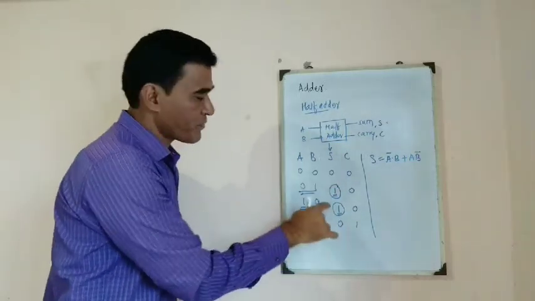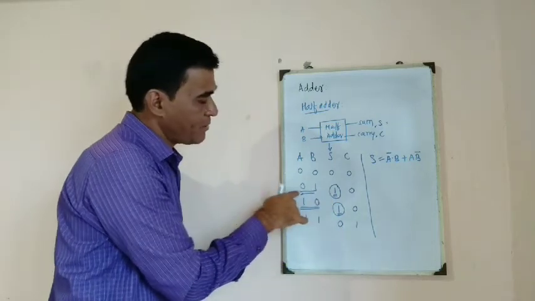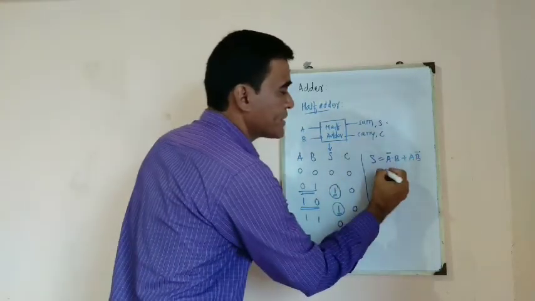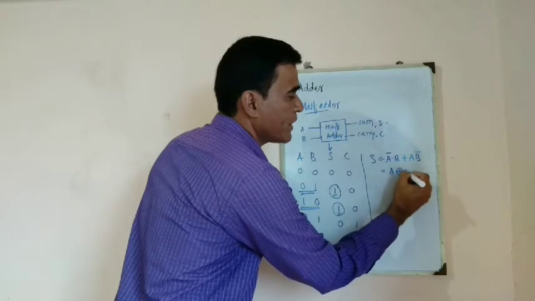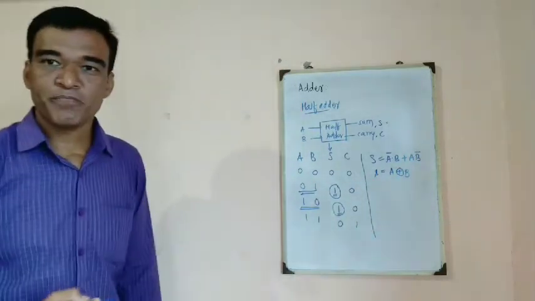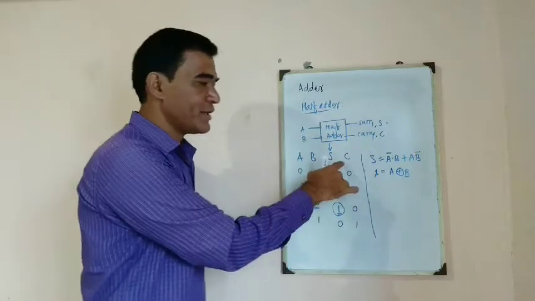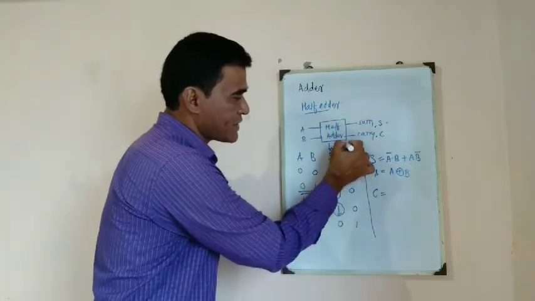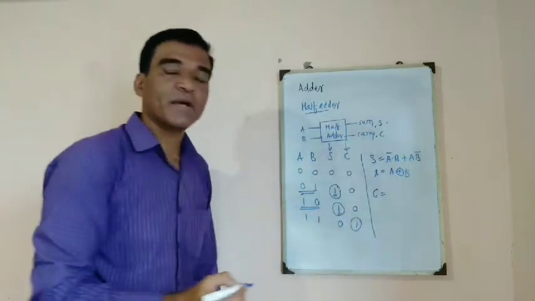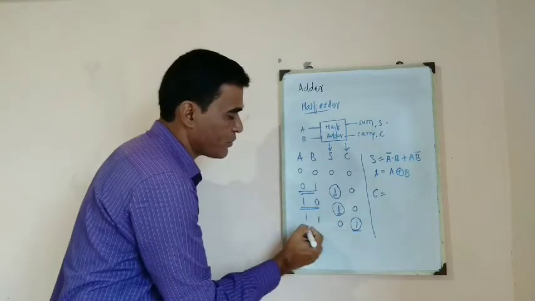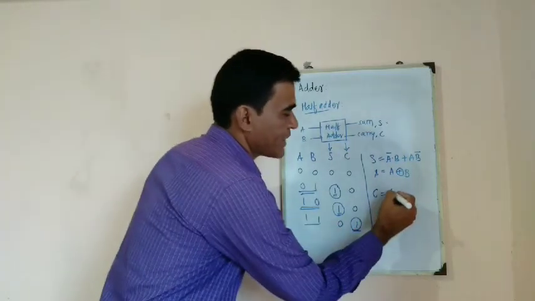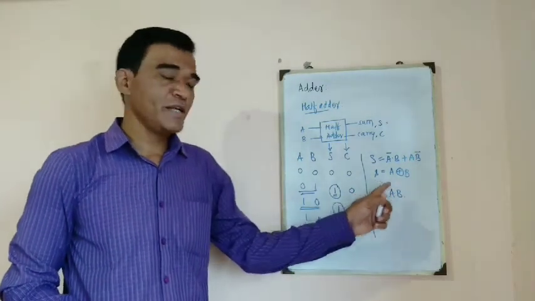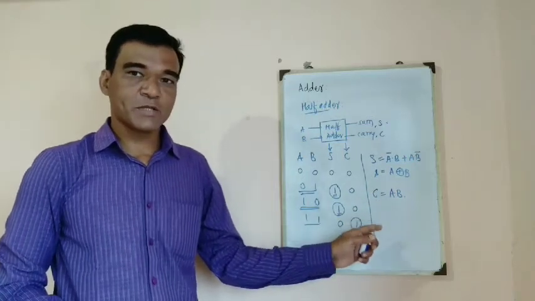Consider the column of sum, find out where the values are 1, write input combination like this. And we know that A bar B plus A B bar is nothing but A XOR B. So expression for sum is A XOR B. Similarly, find out the expression for C. Carry, I can write it as, again consider this column, identify where the output is 1. Output is 1 when both these inputs are 1, 1. Hence I can write the expression for carry as A dot B. Now we have identified the expression for sum as well as the expression for carry.